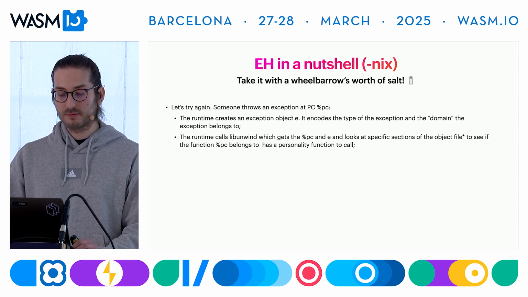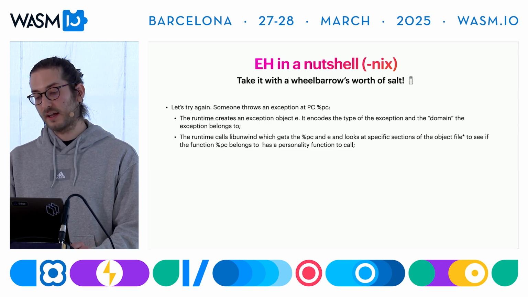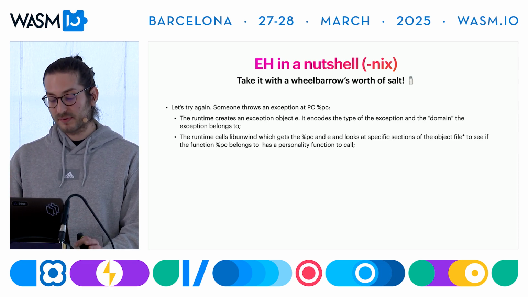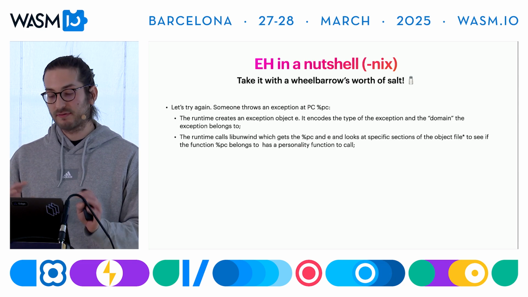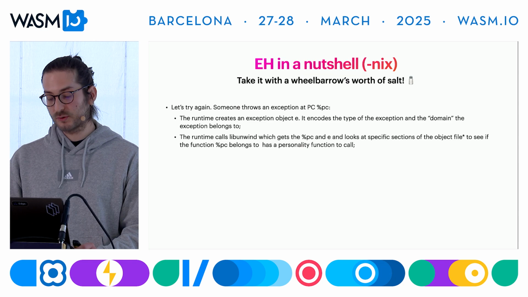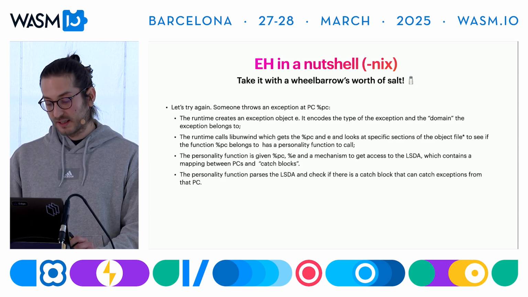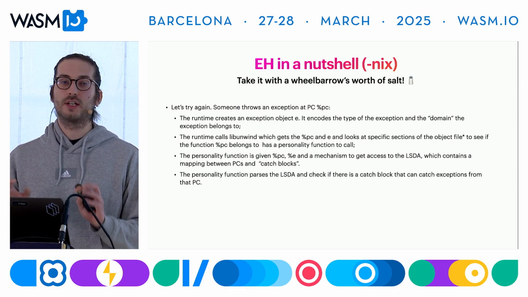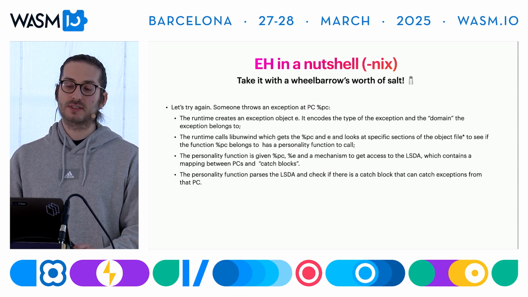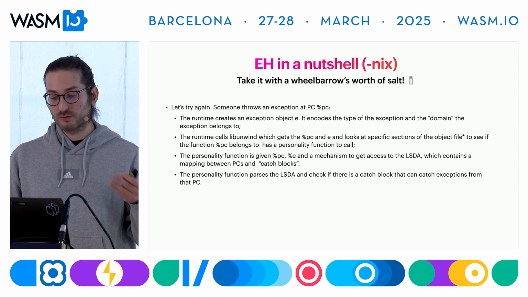And yeah, so the runtime then calls libunwind, and libunwind does all the magic for us to look at the stack. In the object file, you have sections that map program counters to catch blocks, roughly. And libunwind pretty much tries to see if the function the PC belongs to has a special function, which is called the personality function. It calls this function, and these functions try to give libunwind a way to figure out where to restore execution from. Basically, it just tries to find the catch block that belongs to the exception.